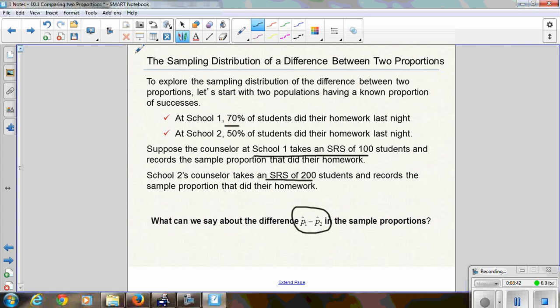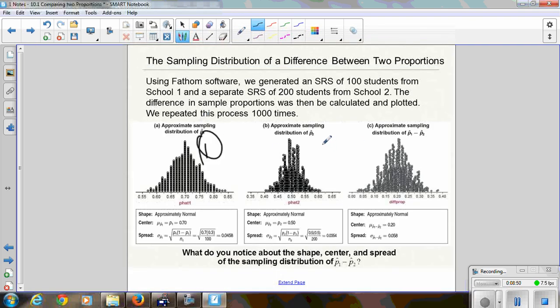In the other school, only about half the kids did their homework, but we had a bigger sample. So we should expect that the spread is going to be a little bit less than in population 1. So this is population 2. Notice that the distribution is normal. It's centered around 50, while the other one was centered around 70. The spread now only goes from 40 to 60, so it's a little bit smaller. It's about 20 here, and the first one was almost 30%.